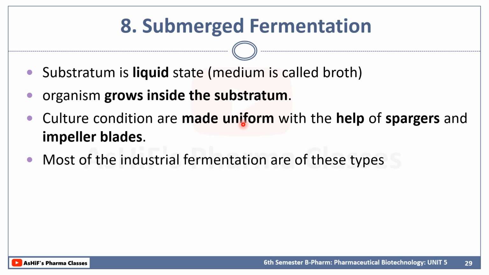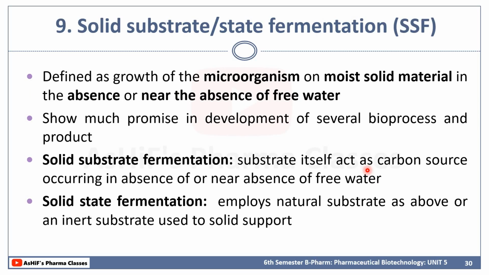So we will make it uniform by using sparger as well as impeller. Most of the industrial fermentation are of this type. So normally, all the fermentation processes we do are done as submerged fermentation processes. Next one is solid substrate or solid state fermentation, what is called SSF. Okay, solid state fermentation or solid substrate fermentation.